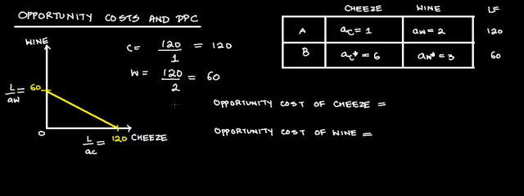Now what is the opportunity cost of cheese? Opportunity cost of cheese is in terms of wine. That is, if you are producing more of cheese, you will produce less of wine. So opportunity cost of cheese is decrease in wine production divided by increase in cheese production.